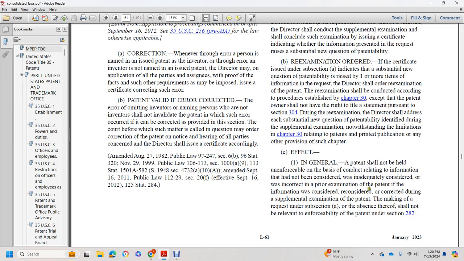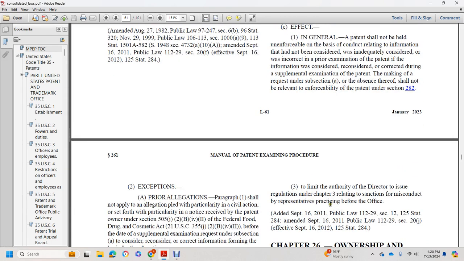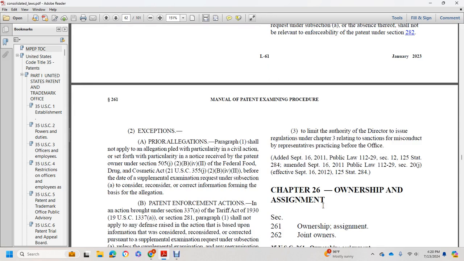Patent: if the information was considered, reconsidered, or corrected during the supplemental examination of the patent, the making of the request under subsection A, or the absence thereof, shall not be relevant to enforceability of the patent under Section 282. Exemptions.